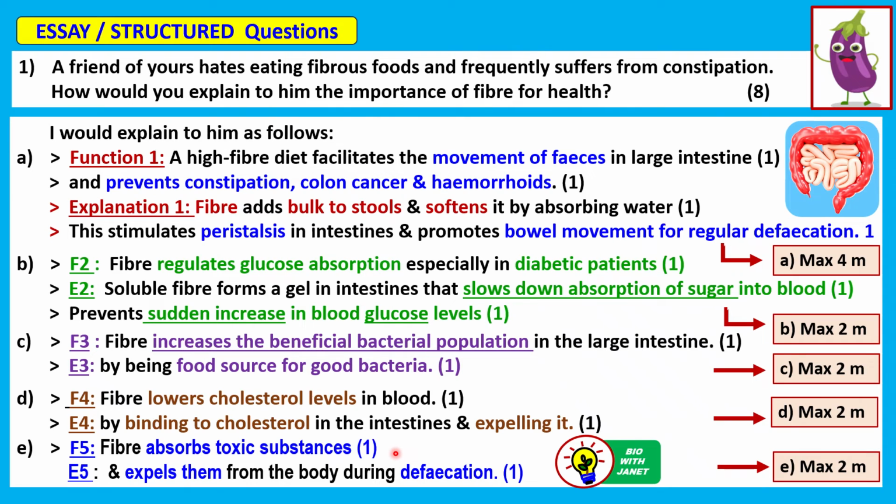Function number 5, fiber absorbs toxic substances. Explanation number 5, expels them from the body during defecation. So for each point or each function, you can get certain marks. More marks for function A, because we want to relate it back to constipation, how to help the person get relief from constipation. So 2 marks each for functions B, C, D, and E.